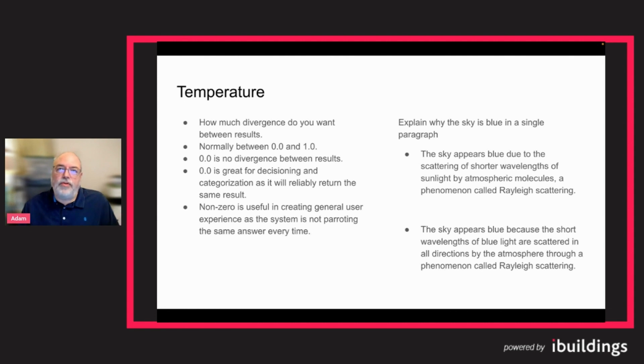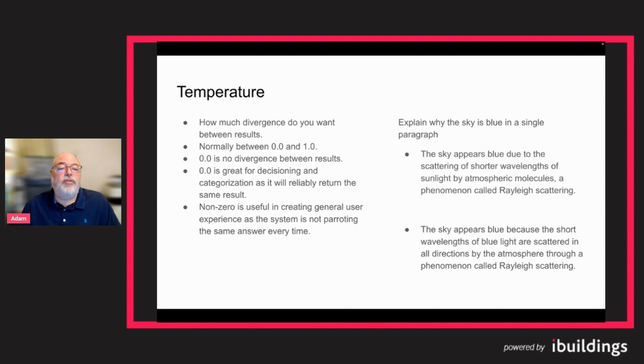Zero means no divergence between results. When you ask the same question, you always get the same answer. And that is great for decisioning and categorization, because you always want the same category and the same result, the same decision. So you can adjust your input so that you're getting the correct output. And once you've adjusted the input, it's always going to have the same output. So that's super important in particular situations like that.